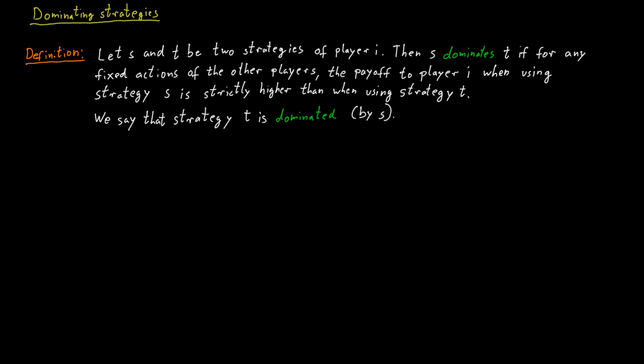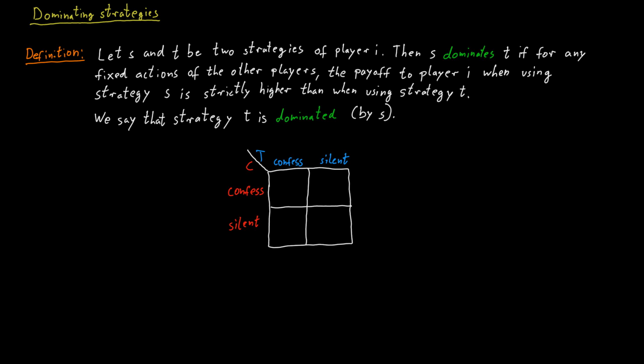Now, with this idea, let's write down the prisoner's dilemma game again. We have two players, the conductor and Tchaikovsky, and each of them can either confess or stay silent. Depending on what both players do, each of them will serve a certain amount of time in prison, and we wrote this down in this table like this. We can see that for both players, the strategy to confess dominates the strategy to stay silent.